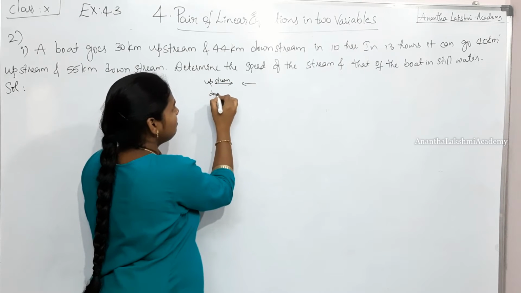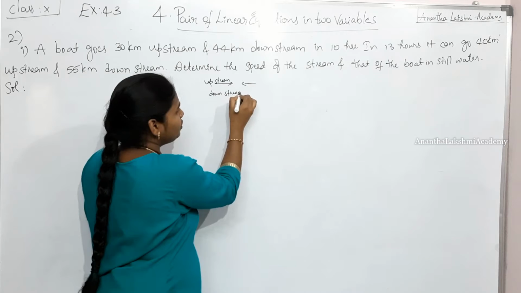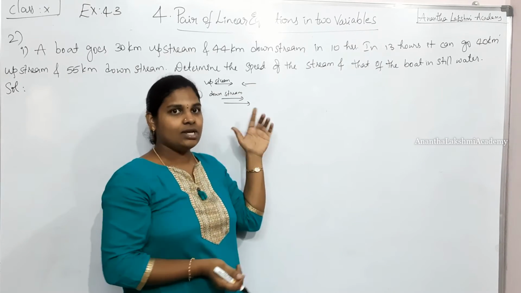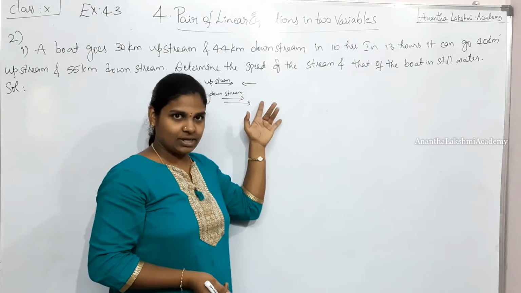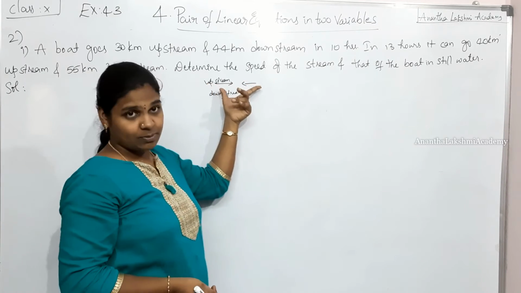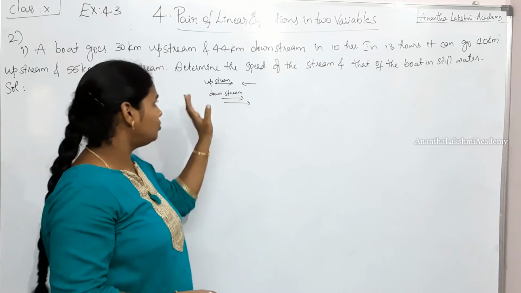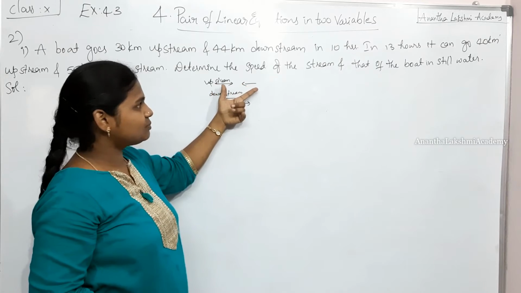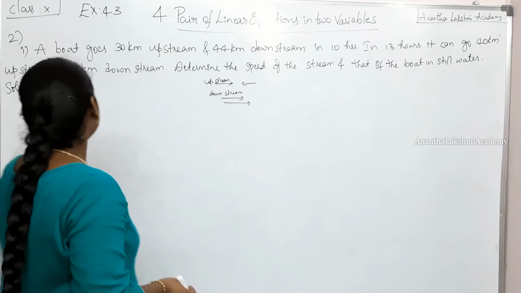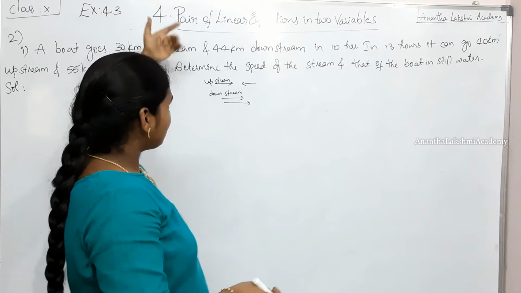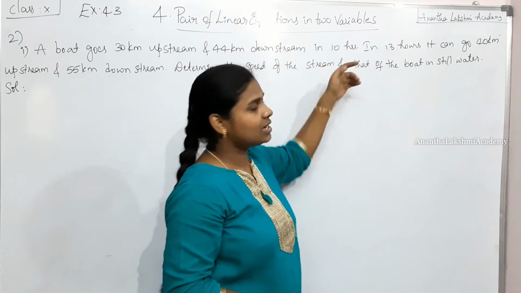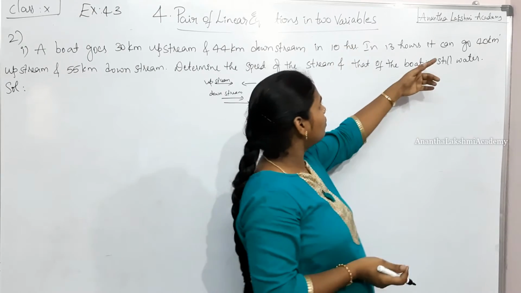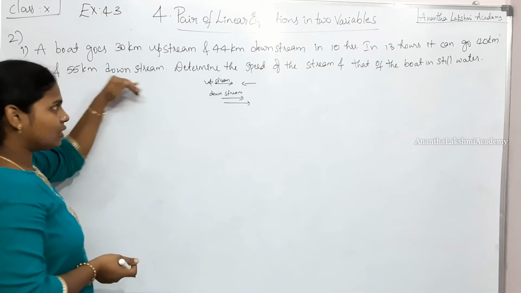In downstream, you travel in this direction and the stream also travels in the same direction. That way you move faster when you are moving downstream, but when you are moving upstream it is difficult for you to travel because the stream's speed is opposite to yours. Okay, so a boat goes 30 kilometers upstream and 44 kilometers downstream in 10 hours. So time is given. In 13 hours it can go 40 kilometers upstream and 55 kilometers downstream.